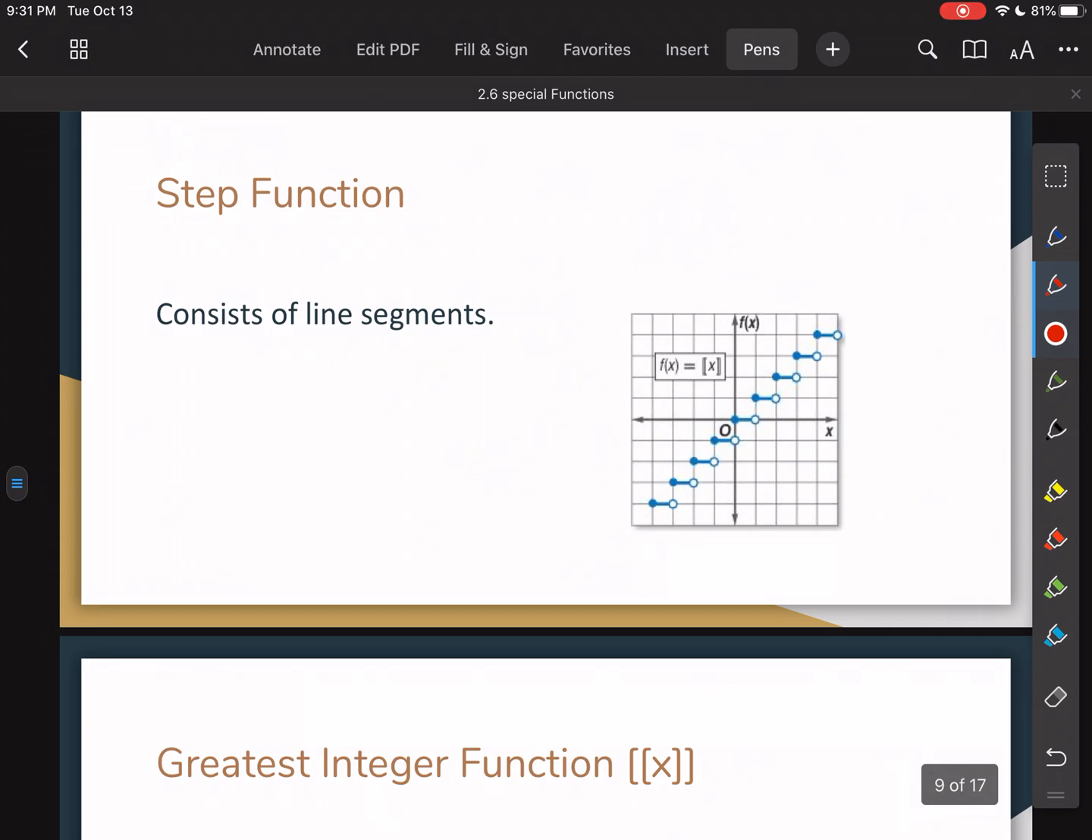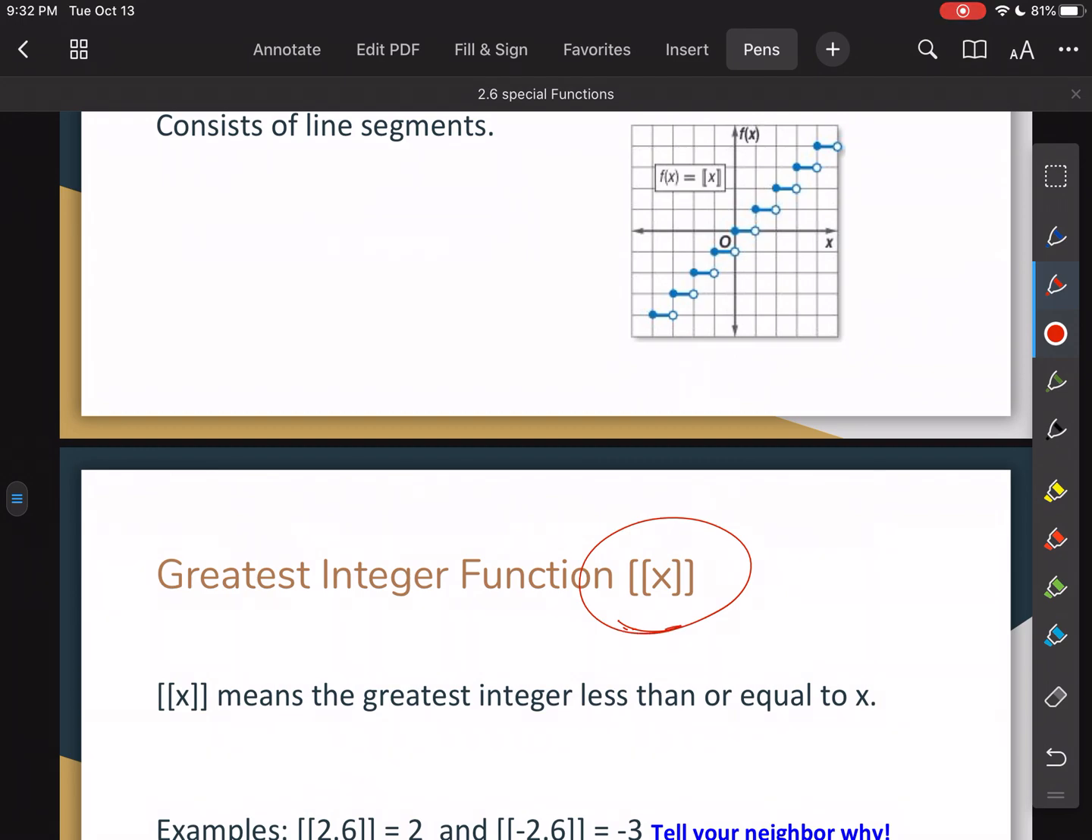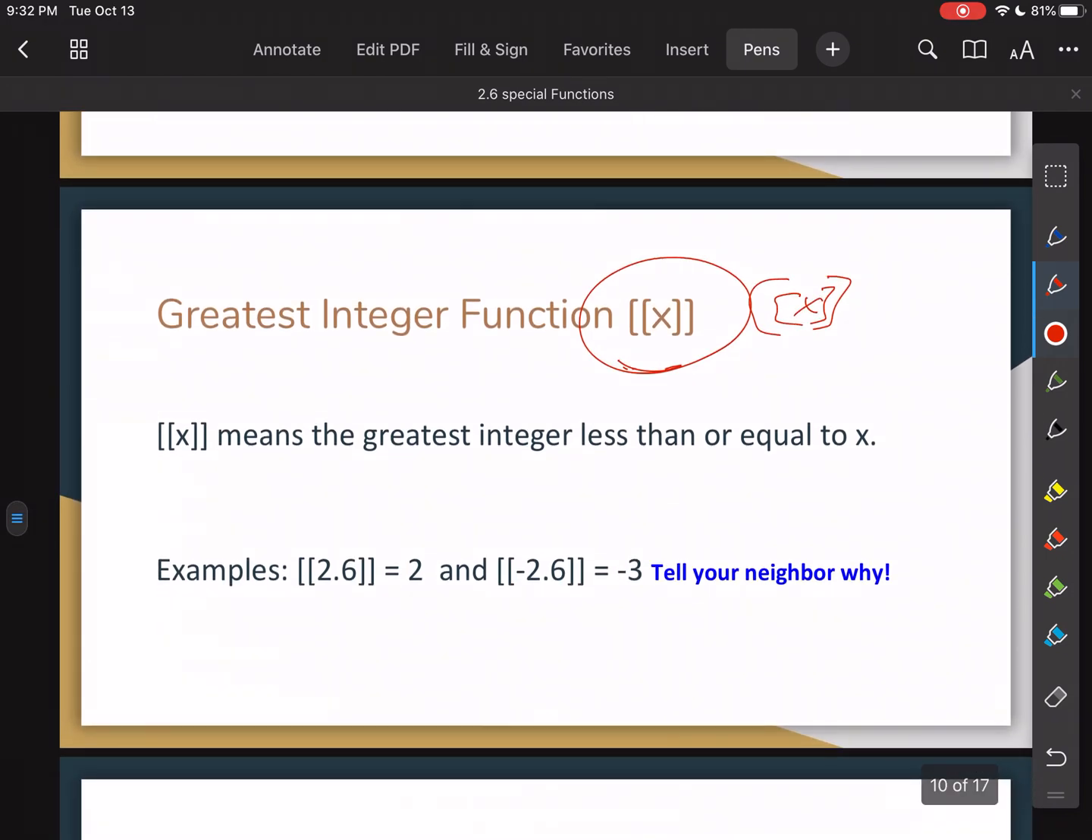The step function consists of line segments that look like this. These are typically created from a greatest integer function. The greatest integer function has this notation where we have double brackets around some kind of value. That means the greatest integer less than or equal to whatever is inside. So that's kind of interesting for people. The examples are the best way to explain these.